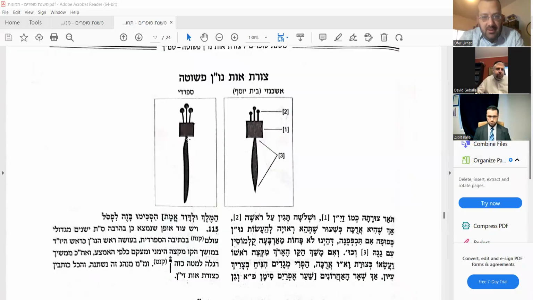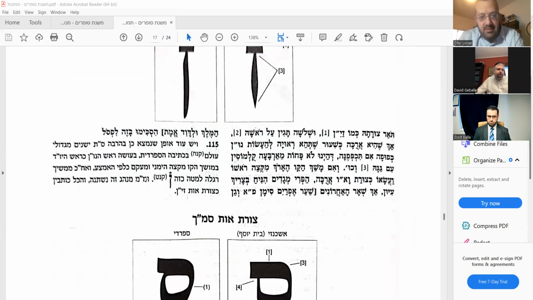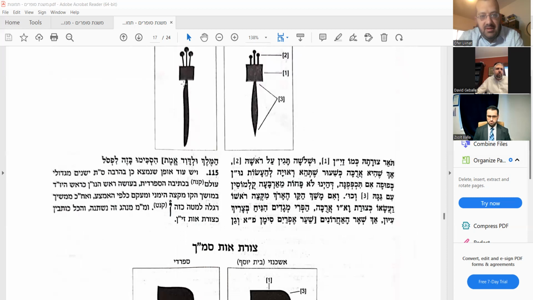So, Sfaradi version. Here you see the Sfaradim also make it like a zayin. Here in the footnotes, they bring that there was a custom in old Sfaradi Sifrei Torah to do it like this. I don't know if you can see it. It's not exactly like a vav. In other words, the leg starts out from the right side, but then curves to the middle and then goes down in the middle. So it's not exactly like a vav. There was also that custom, but he says that this custom is not followed anymore and everybody does it like this.